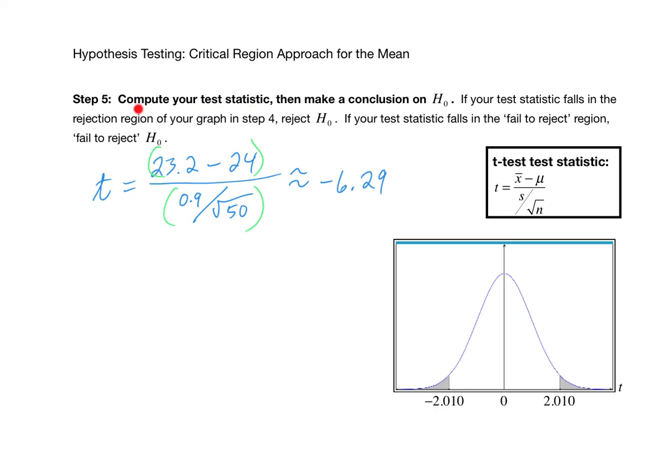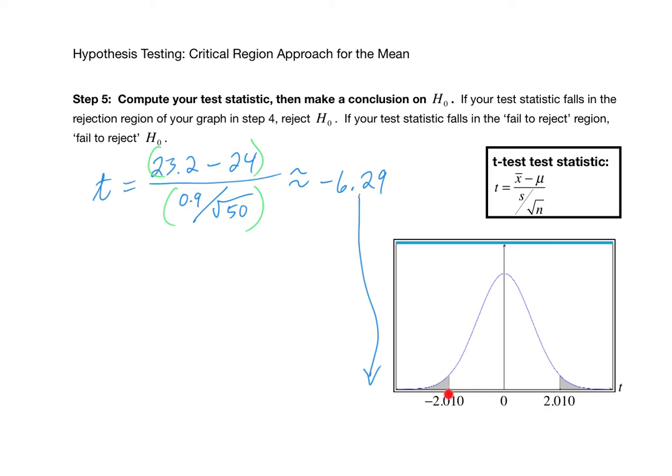Now, once you've done that computation, you need to make your decision on whether you should reject H naught or fail to reject H naught. Again, I'm just going to say accept H naught. So you have to use this graph, and we have to see where this test statistic falls. Where does it fall on this number line here? Negative 6.29 would fall somewhere all the way over here, right?